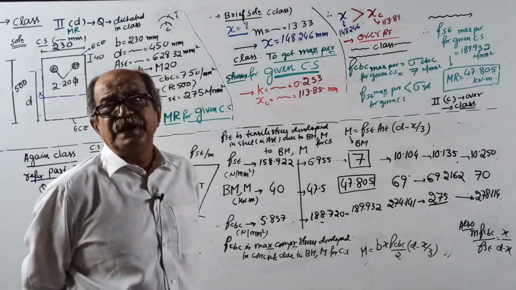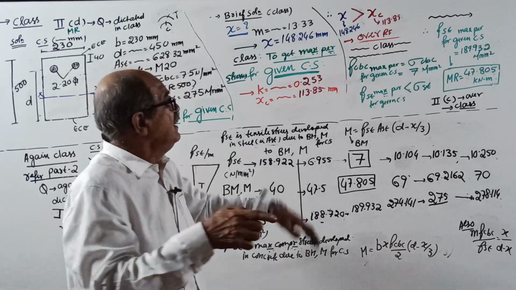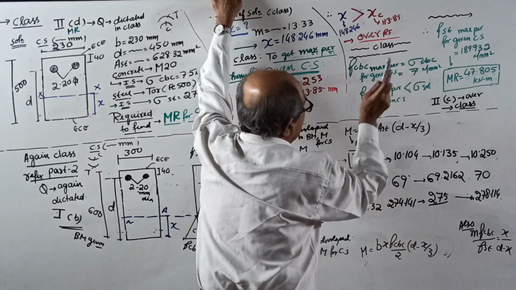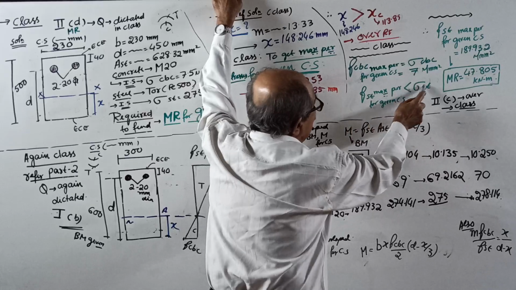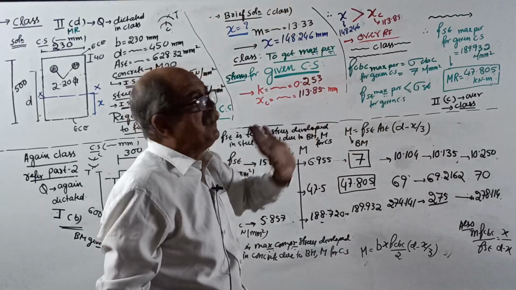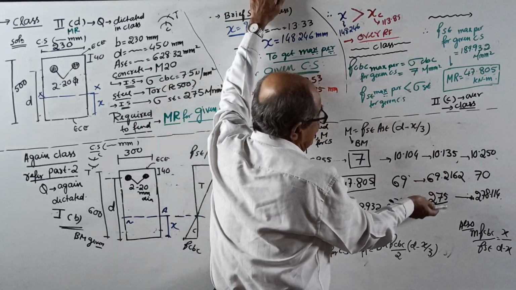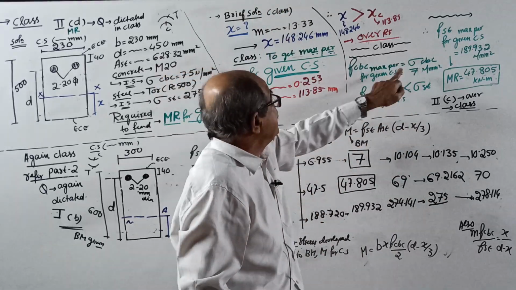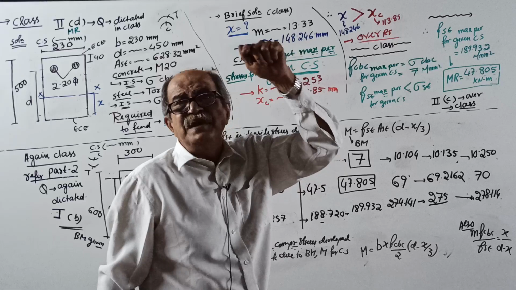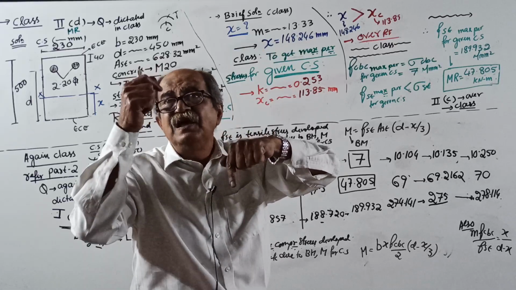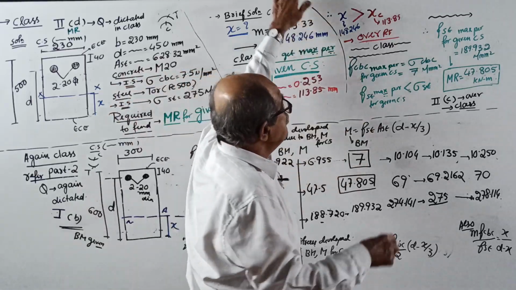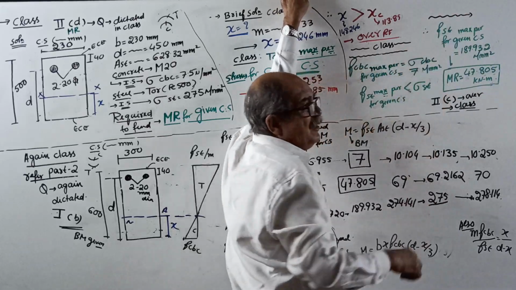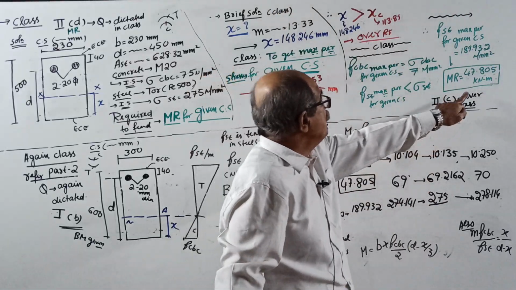In an over-reinforced section, concrete is critical, and the stress in concrete will reach 7. At that time, the stress in steel will be less than the limit of sigma st. Use the equation connecting fc by fst. When concrete reaches 7, see how much stress will come in steel. It will come 189.932. Either use the compression equation or the tension equation. MR will come this much.